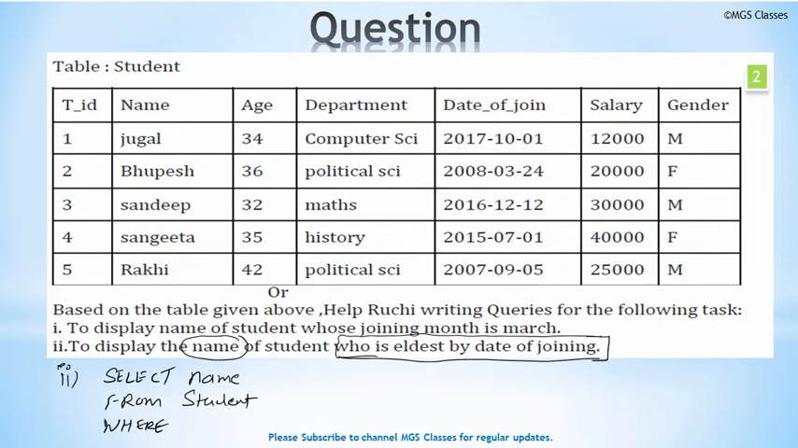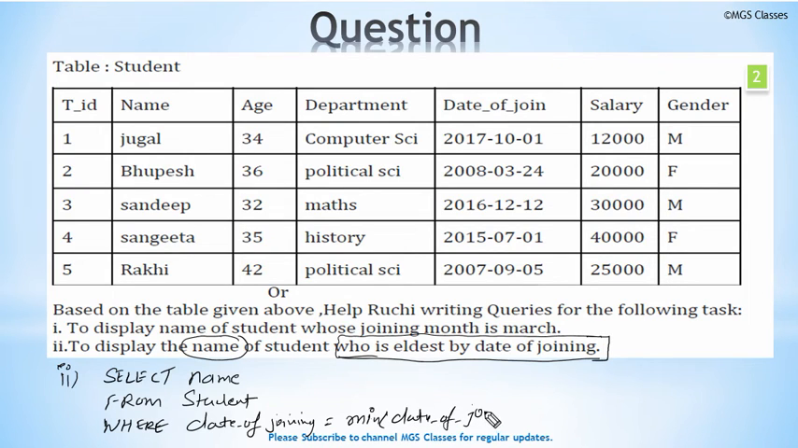Let's see which function we may use to get the eldest date of joining. I am just giving you a hint. So what you will write in the where condition? Date of joining equals to min of date of joining.